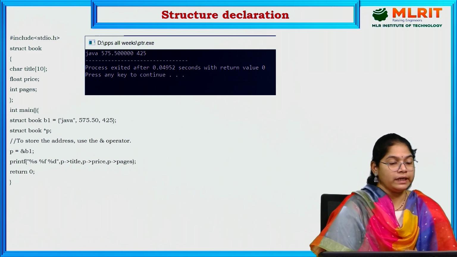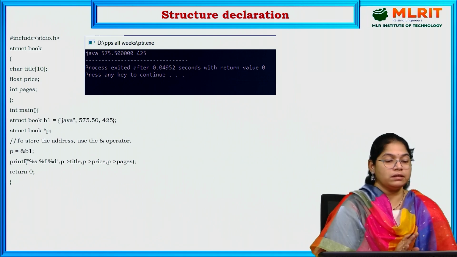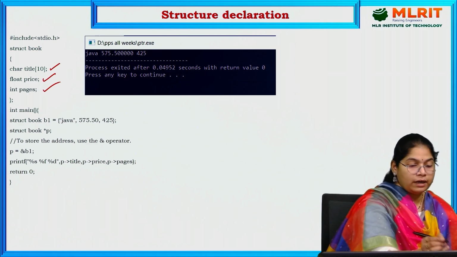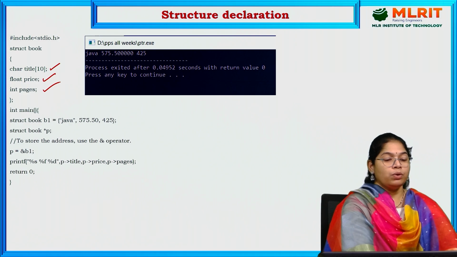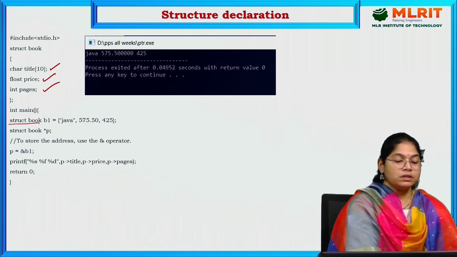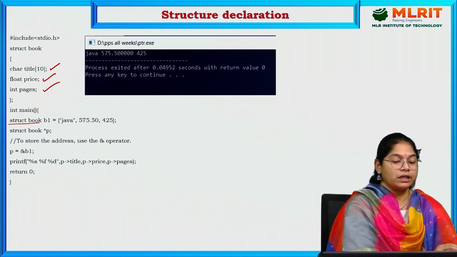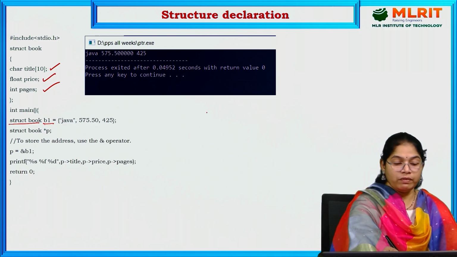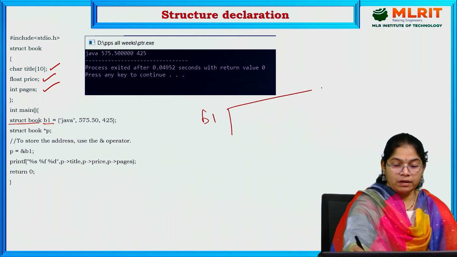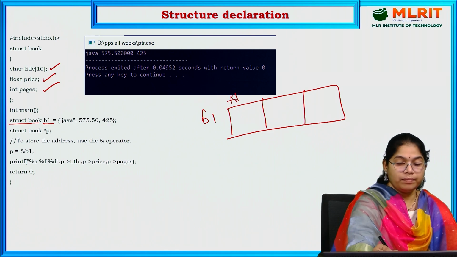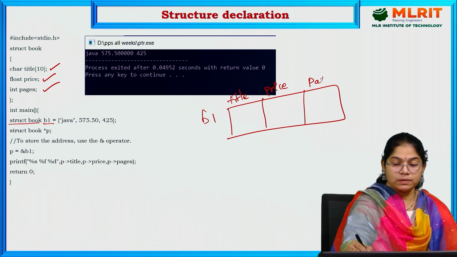So here I created a structure, that is struct book. The members of this structure are title, price and pages. Now to create a variable for the structure, consider struct book as a data type. Then b1 is the variable created for that structure. So now b1 has the members title, price, and pages.